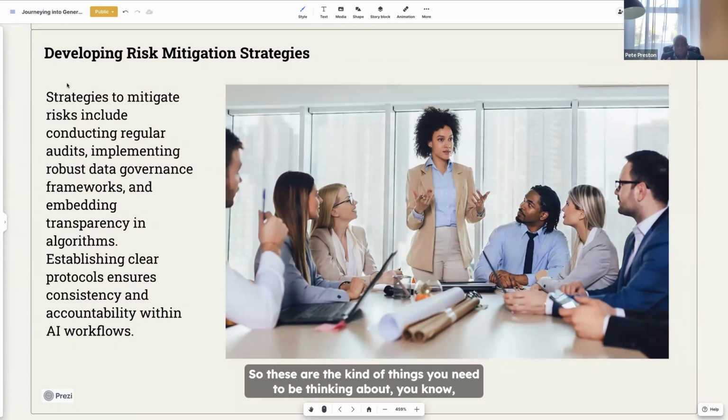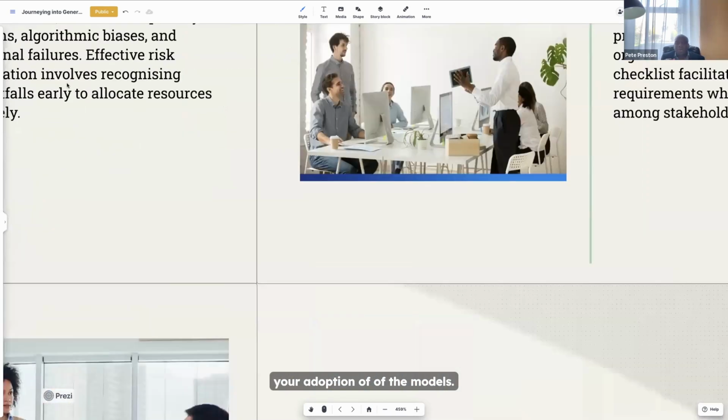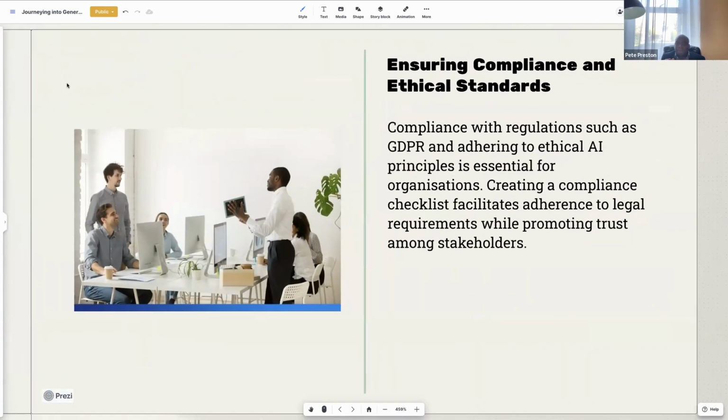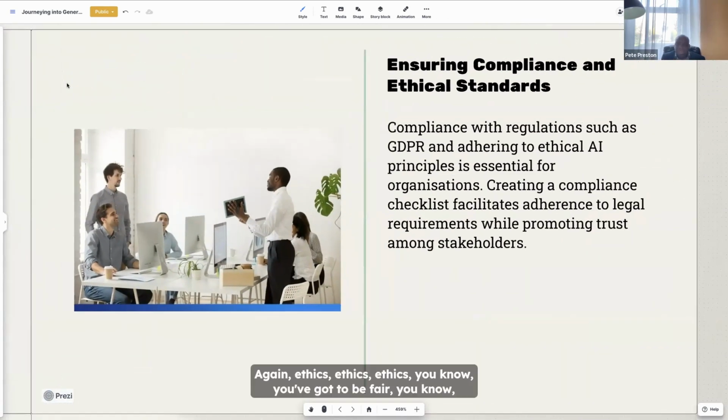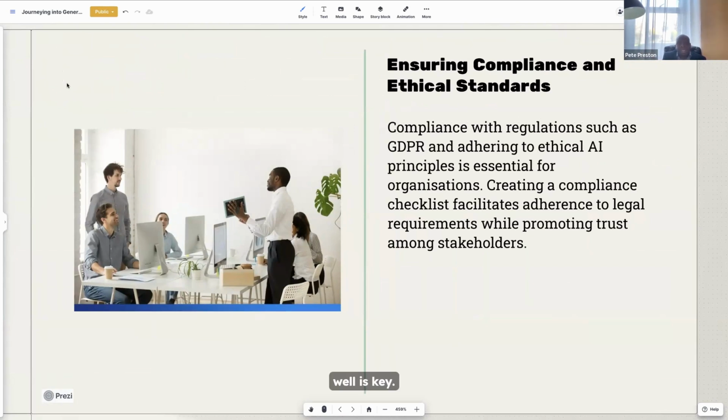So these are the kind of things you need to be thinking about, and conduct regular audits and look for systems whereby you can see easy transparency. So like I said, integrity and transparency are key things in your adoption of the models. Again, ethics, ethics, ethics. You've got to be fair. You've got to respect people's data. You've got to be transparent. So the trust among stakeholders and your clients as well is key.